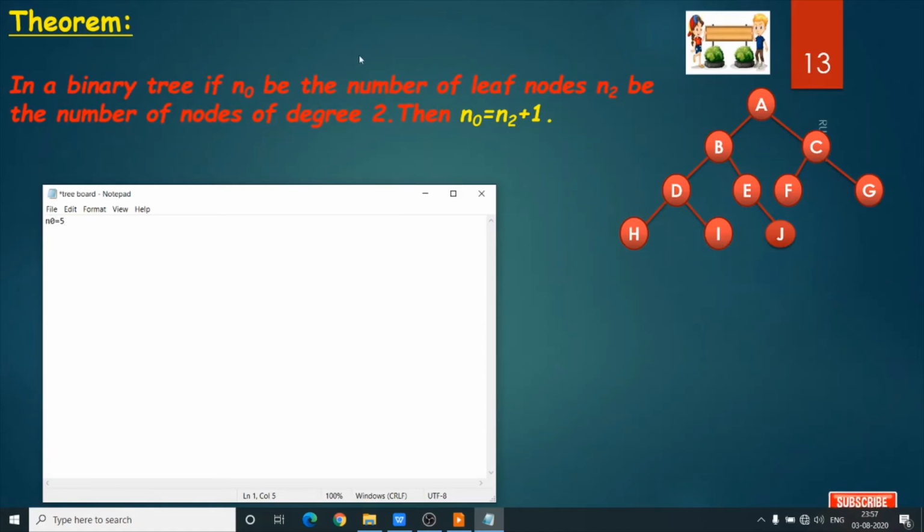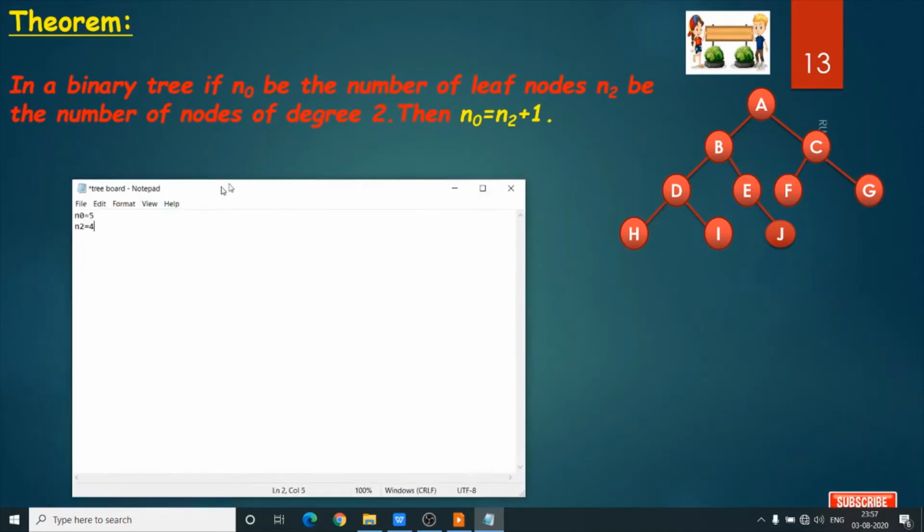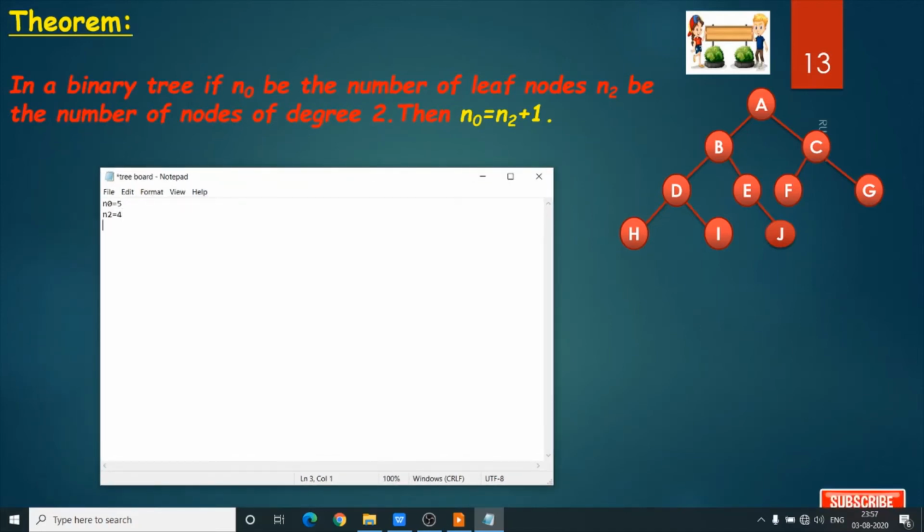And how many nodes are there having degree 2? 1, 2, 3, 4. So n2 is 4. So we can easily write n0 equals n2 plus 1.